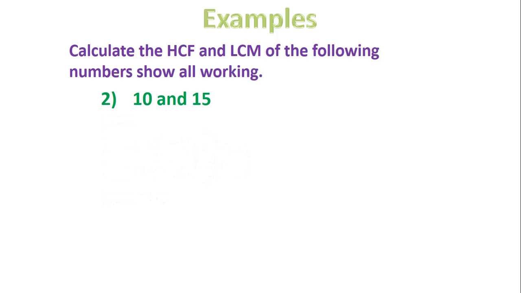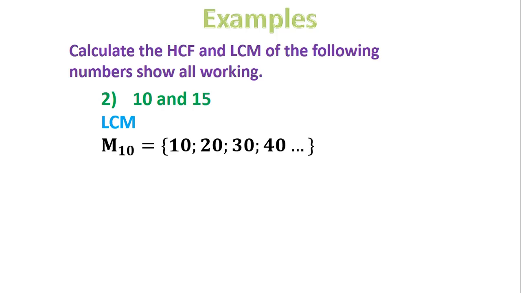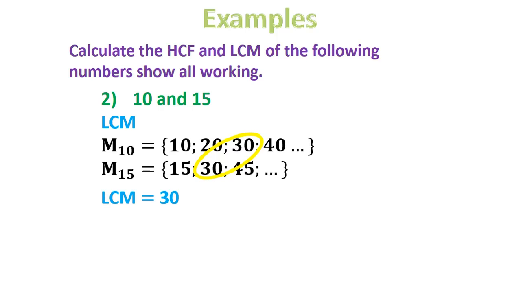Let's look at the lowest common multiple for these two. Again, when we're doing lowest common multiple, we write out the multiples of 10 and 15 and find the lowest one that matches. So for 10, I've got 10, 20, 30, 40, etc., and for 15, I've got 15, 30, 45, etc. And which is the lowest number that matches? Can you see it's 30? And so my lowest common multiple is 30.